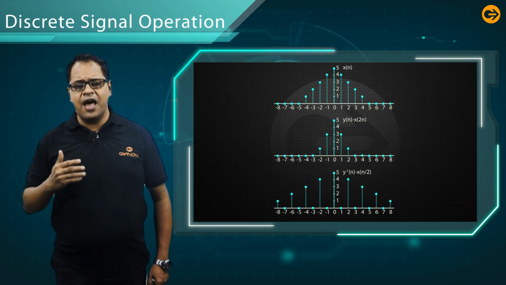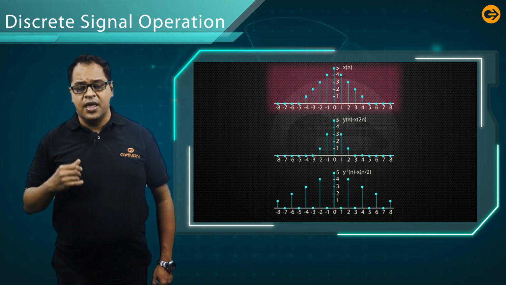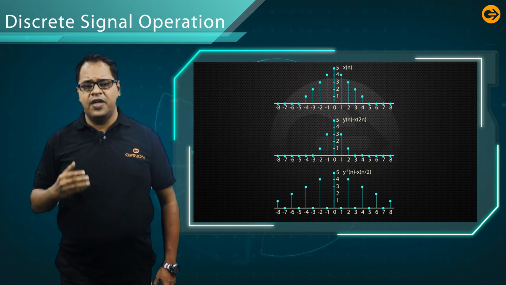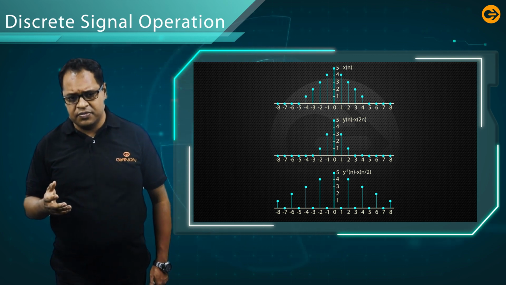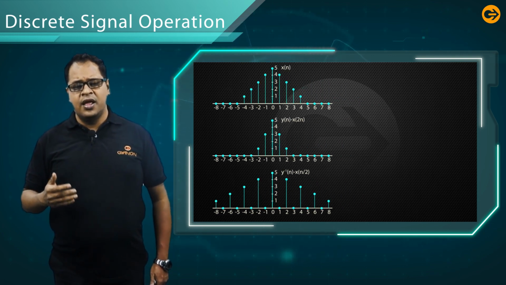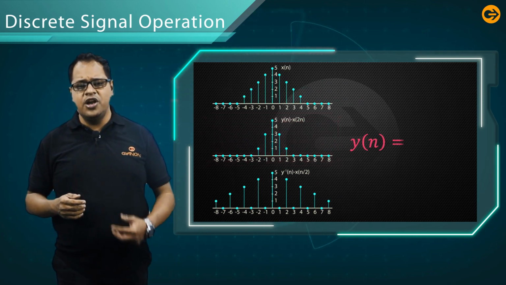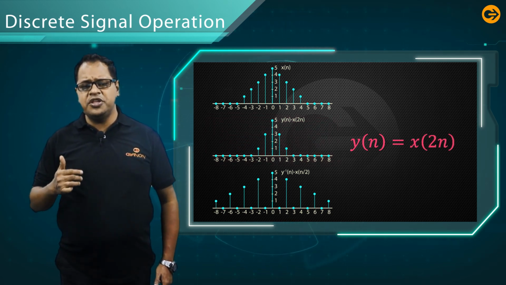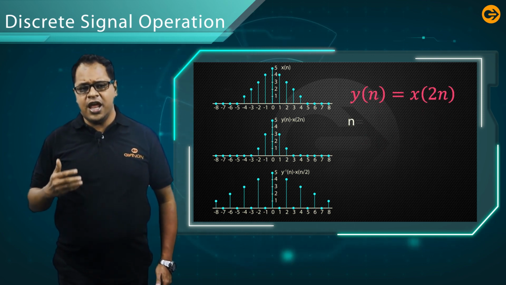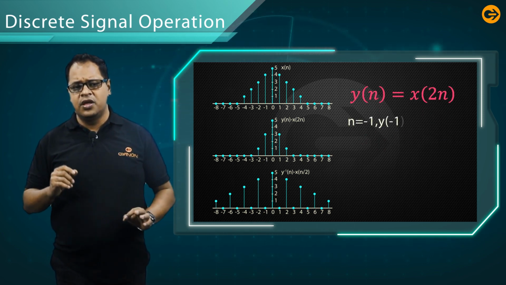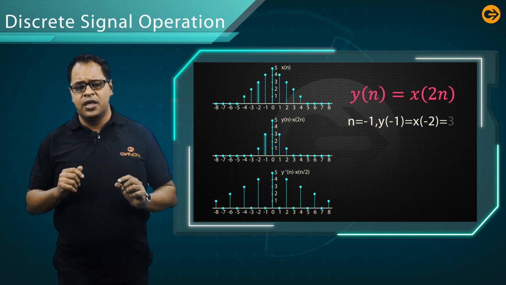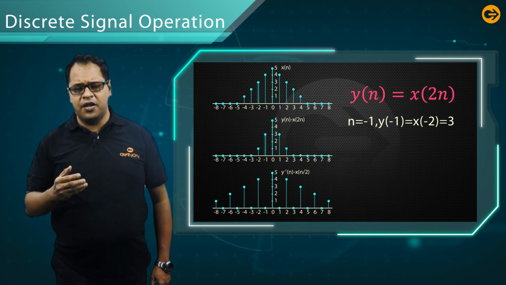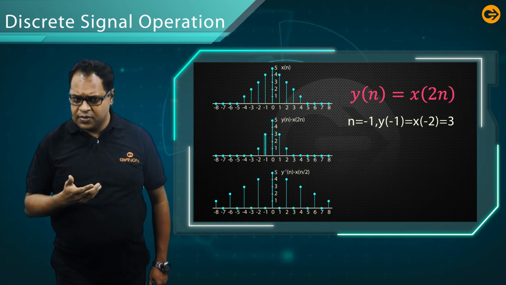x[n] is a sequence as shown in the figure. If lambda is equal to 2, then a new sequence of x[n] can be generated. Let us discuss them. Say y[n] = x[2n]. The plot of the sequence can be generated as follows. Observe very carefully. For n equal to -1, in this case, y[-1] = x[-2] = 3.